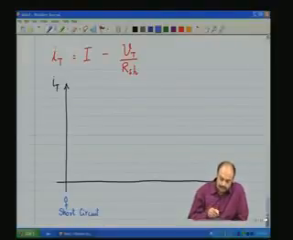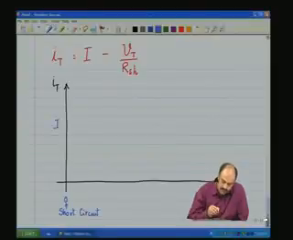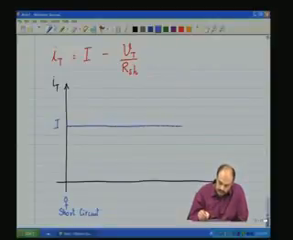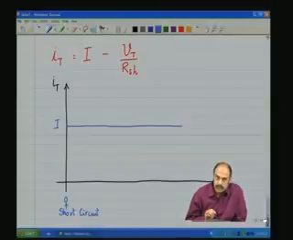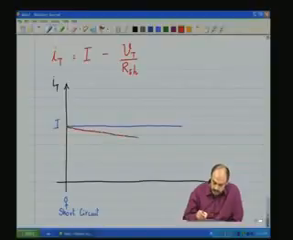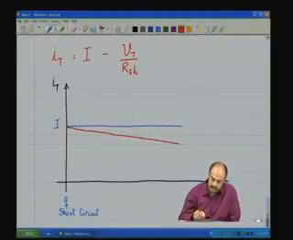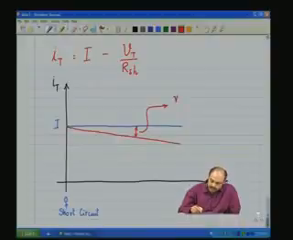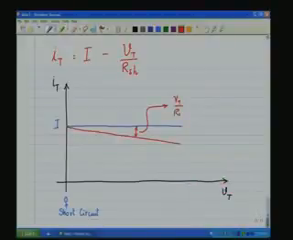So, it starts from some value I, and if it had been ideal, R shunt would be infinite, and therefore, this would have gone horizontal straight like that. However, R shunt is not infinite in a practical case, and therefore, we see that this will start drooping as Vt increases, and this droop amount is Vt by R shunt.